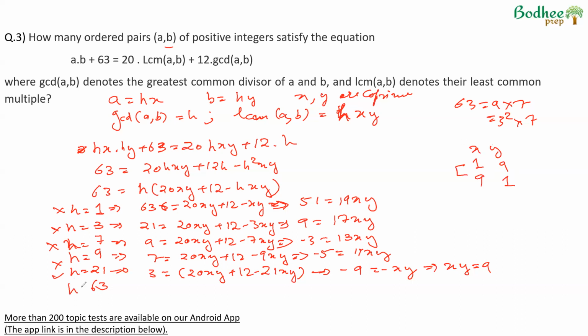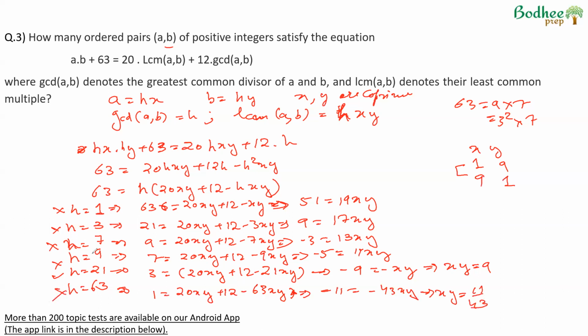This is okay. If h is equal to 63, 63 by 63 is 1. So we write 1 is equal to 20xy plus 12 minus 63xy, which will give us 1 minus 12 is equal to minus 43xy. Again, xy comes out to 11 by 43, which is not possible. And therefore, this is also not possible.